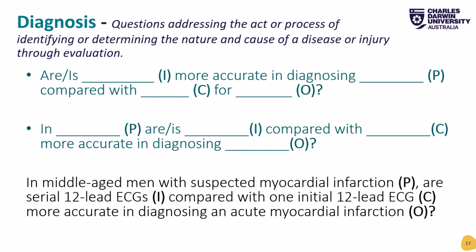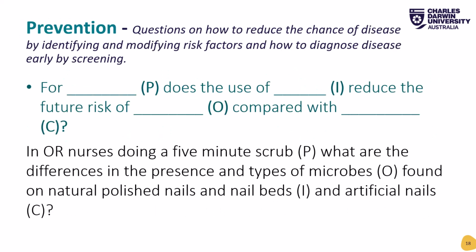So we can see with this type of question, it's fairly short. There are two measurements that are being compared with one population. Here's another example of using questions on prevention. A prevention question is about reducing the chances of diseases or identifying and modifying a risk factor, and how to diagnose a disease by early screening.